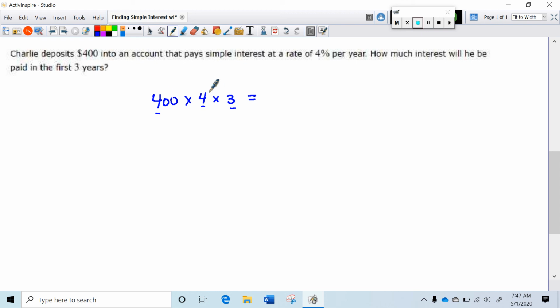4 times 4 is 16. 16 times 3 is 48. And then you have two zeros to tag onto that. But because of the percent sign, you take off the last two numbers. So we're talking about $48.